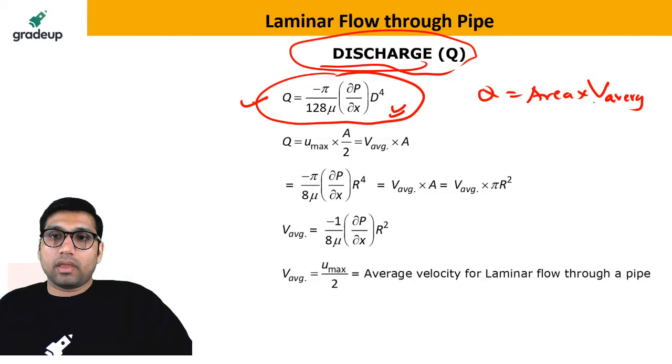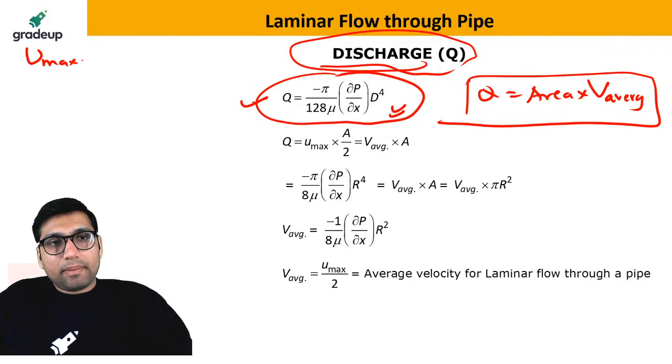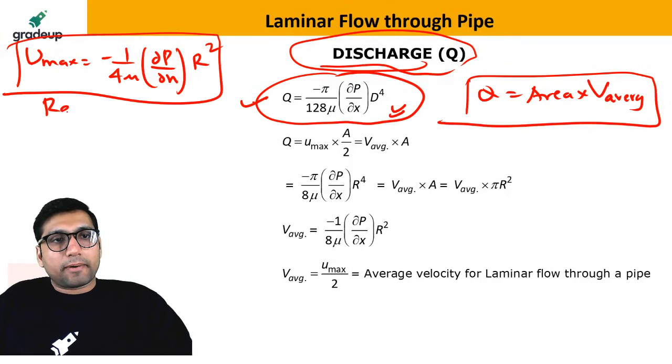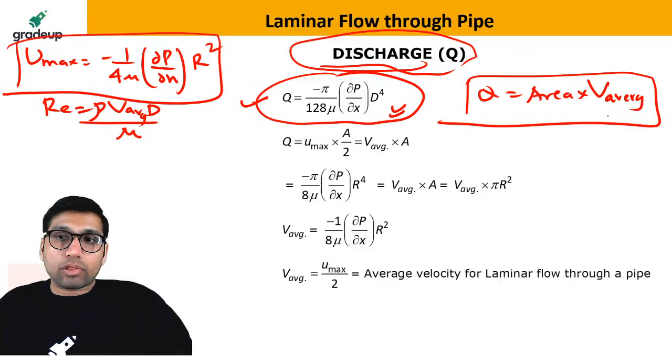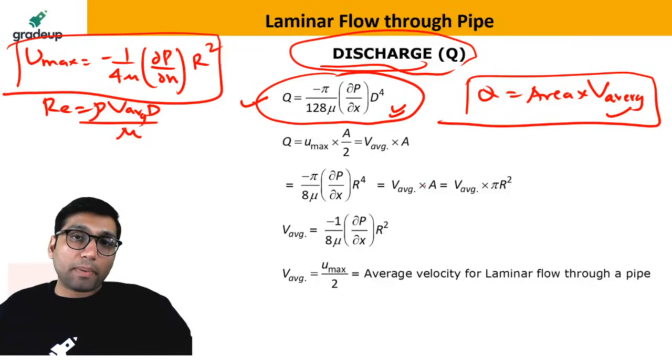flow through pipe. So my dear students, this velocity in the flow through pipe is equal to minus 1 by 4 mu del P by del X R square. This is also called maximum velocity. But for finding the value of Reynolds number, we use the average velocity. For finding the discharge also we use the average velocity. So we have to find what is the average velocity for the flow through pipe.